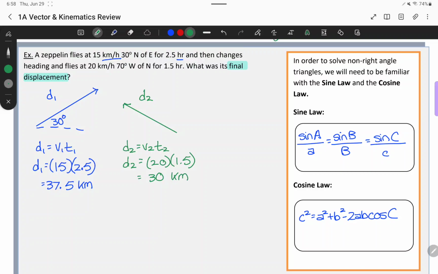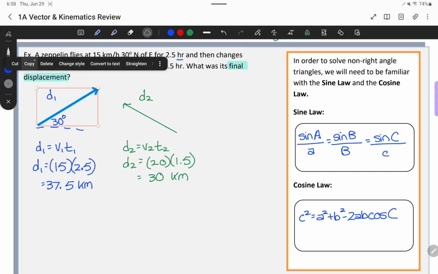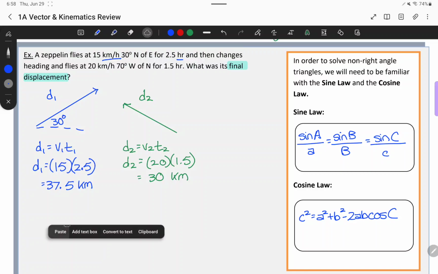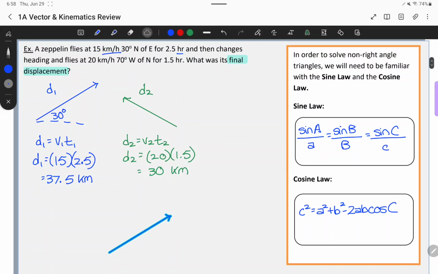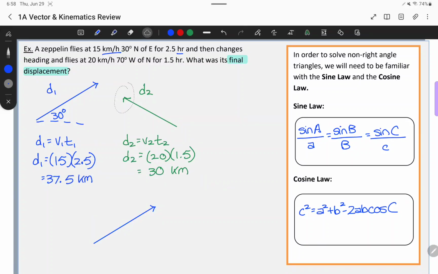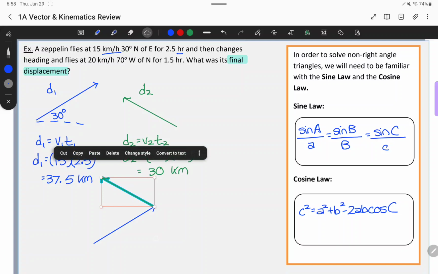And this is where the vector addition comes into play. What I want to do is take each of these vectors and then add them tip to tail. So I'm just going to copy my first vector to show where the Zeppelin goes first. And then I'm going to copy my second vector, but I need to place it so that I can see where they are going.